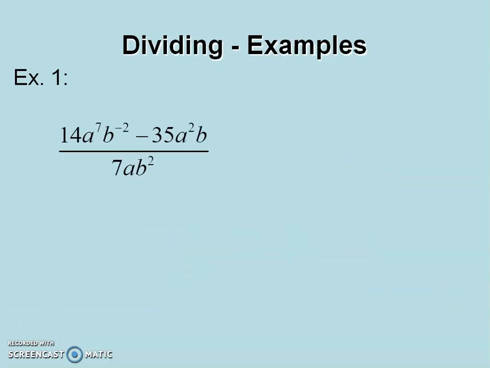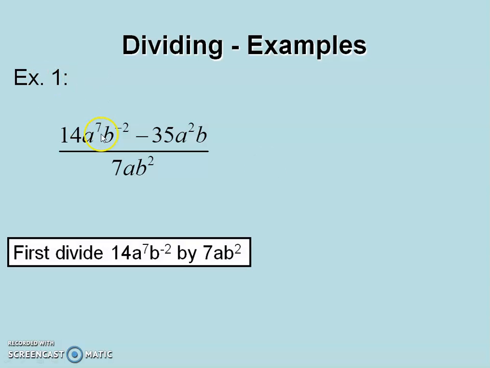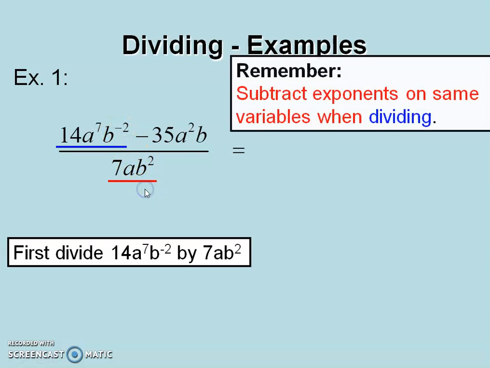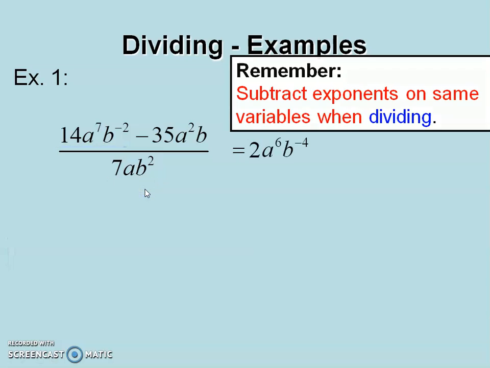And the second thing is that in an example like this, just to show you, first I would divide this. So both of these two terms in the numerator will be divided by the denominator. When I divide this, 14 divided by 7 is 2. A, I'm going to be left with a to the power 6. And b, I will have b to the power negative 4. So 2, a to the power 6, b to the power negative 4.